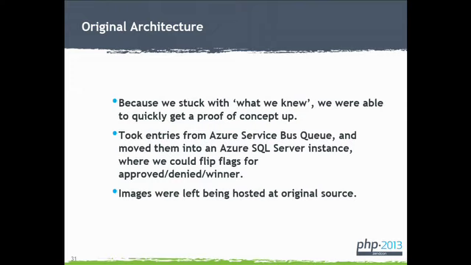So what we were able to very quickly do was to generate an app that took all of these messages coming off the service bus queue, and we simply moved them into an Azure SQL Server instance. And so we were able to just drop them into a table and have a flag on any row for whether it was approved, denied, or a winner as they came in. And as far as images went, the images were still being hosted back to the original source. So if the image came from TwitPic, for example, all we were doing was storing in this database table the URL off to that image. And it worked. We were able to get that thrown up quickly, and it was up and running, and it was working well.